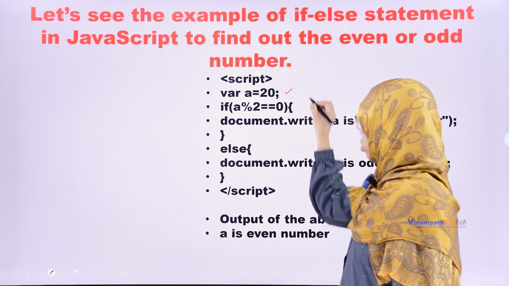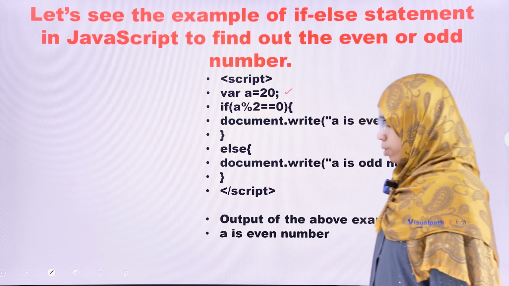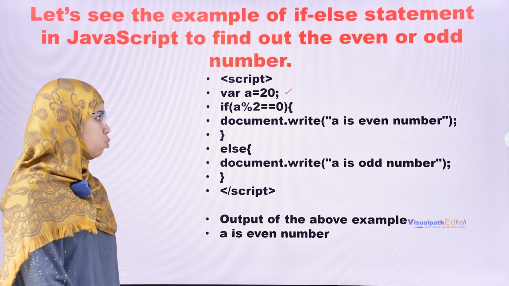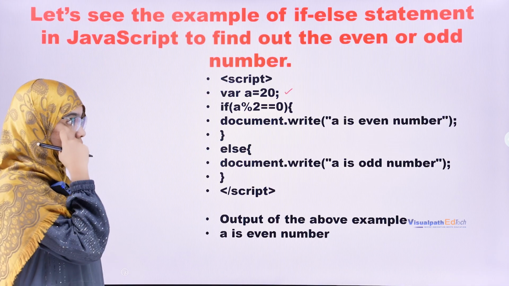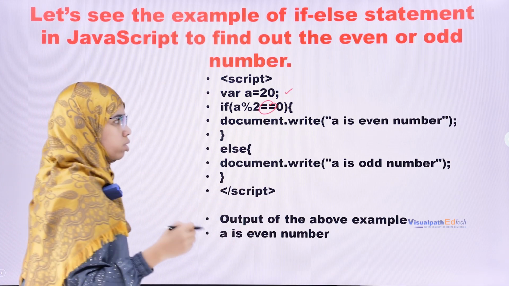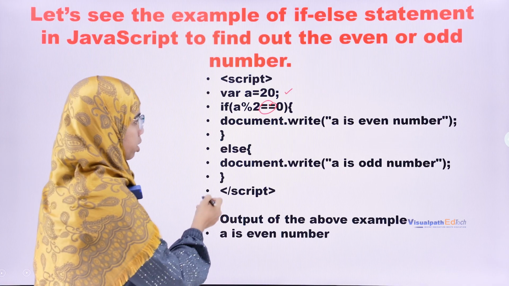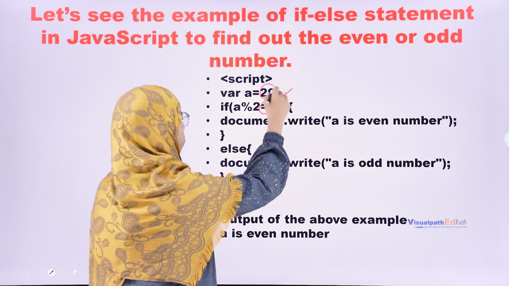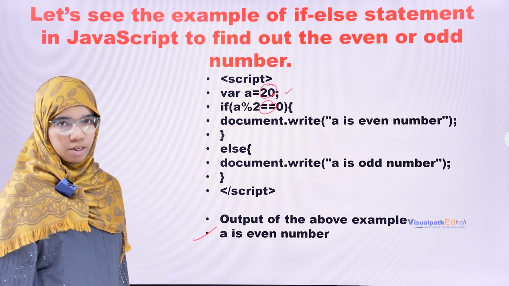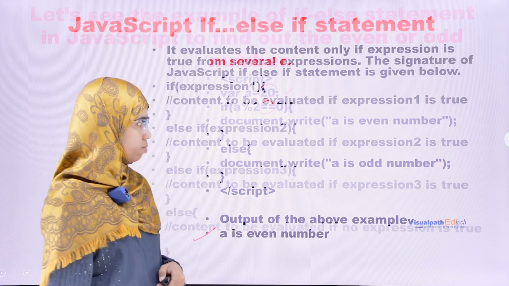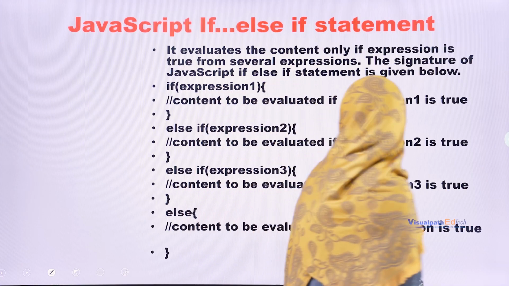We are giving the value of a as 20. We are performing the modulus of a, 20 divided by 2. We want to find whether the given number is even or not. If it is equal to zero, we will print that the value is an even number. If not, we are going to print odd number. Since the given number is perfectly divisible by 2 and results in remainder 0, it is an even number.